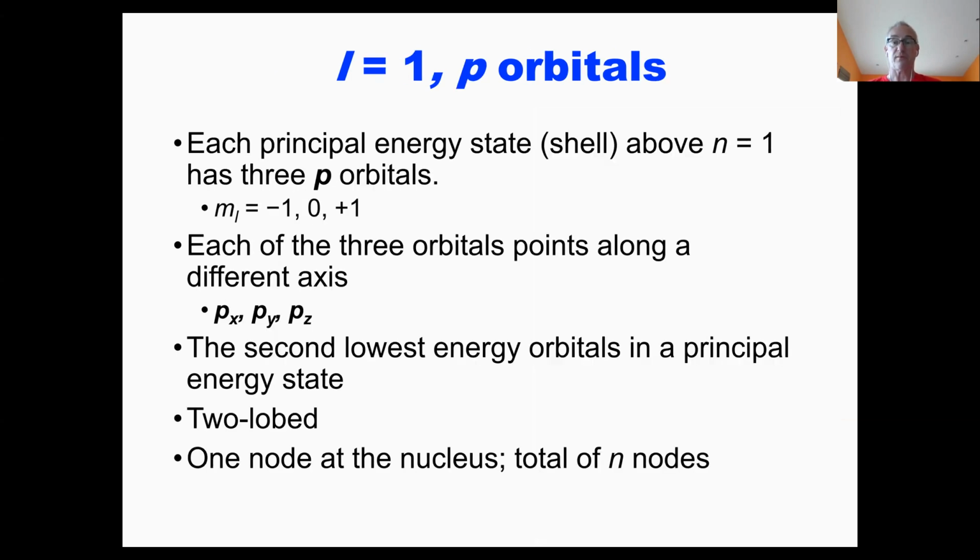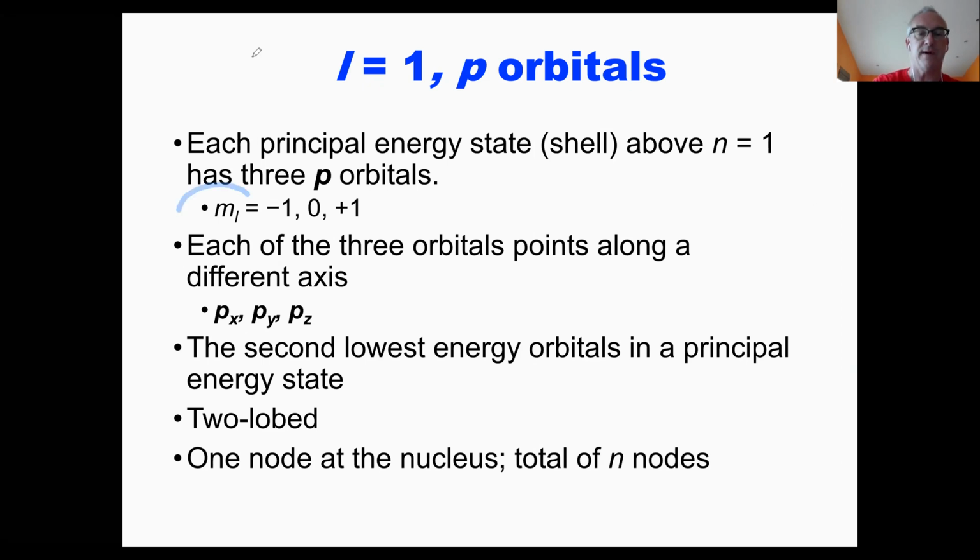P has, as I mentioned before, 3 places to put electrons. Remember, we keep adding 2 every time we go up a level. S is 1, P is 3. And so this leads us to this number. Let me be able to draw here. Here we go.